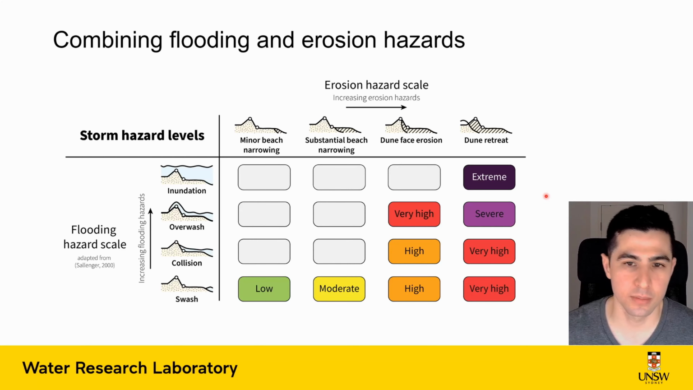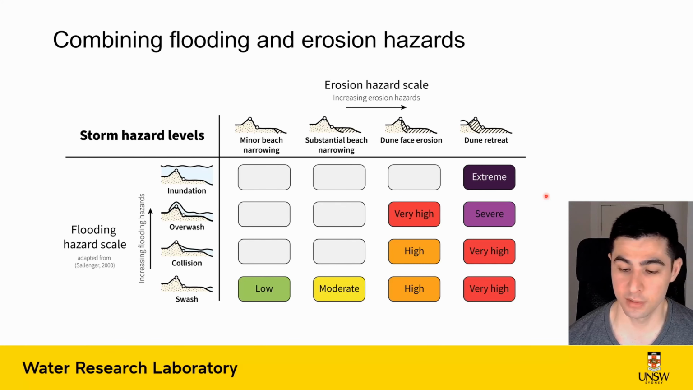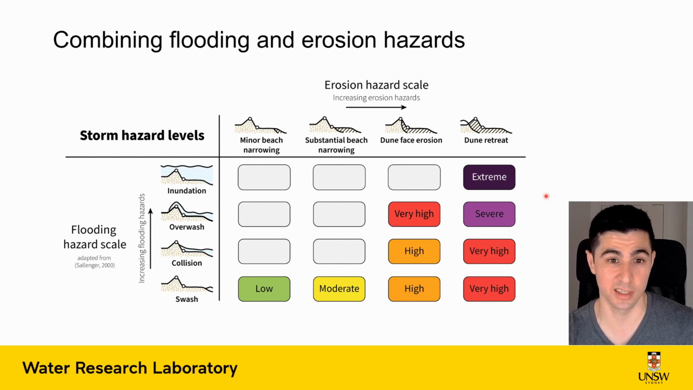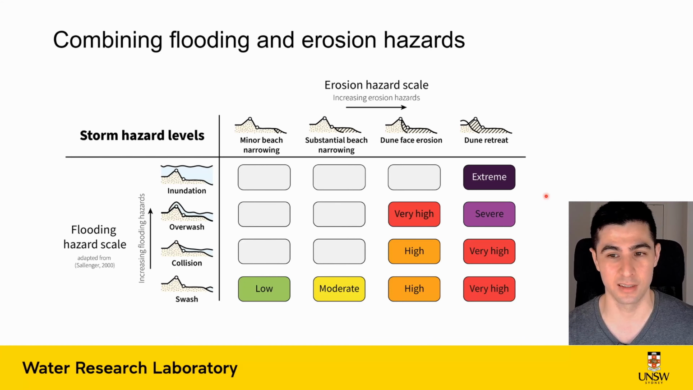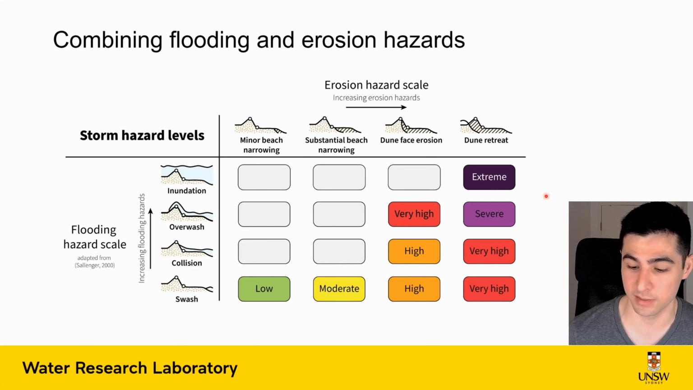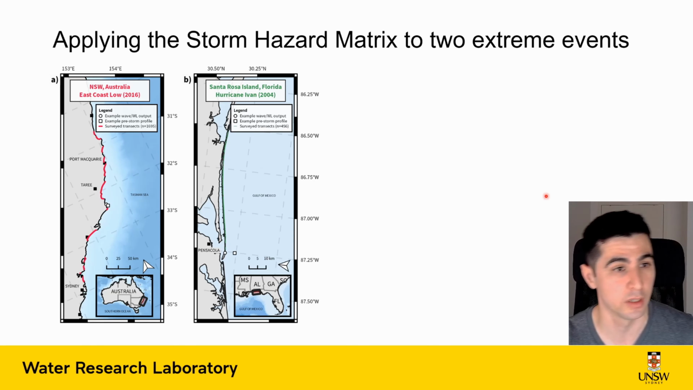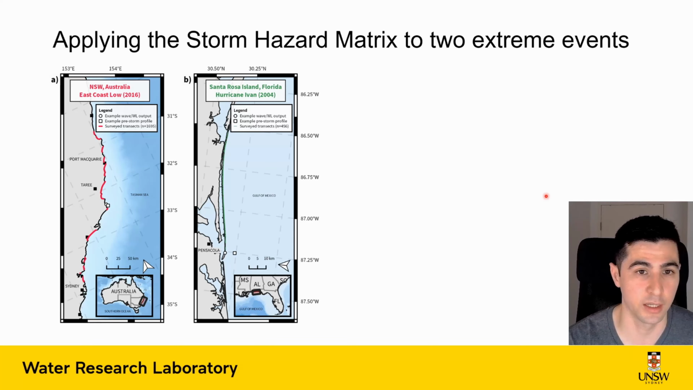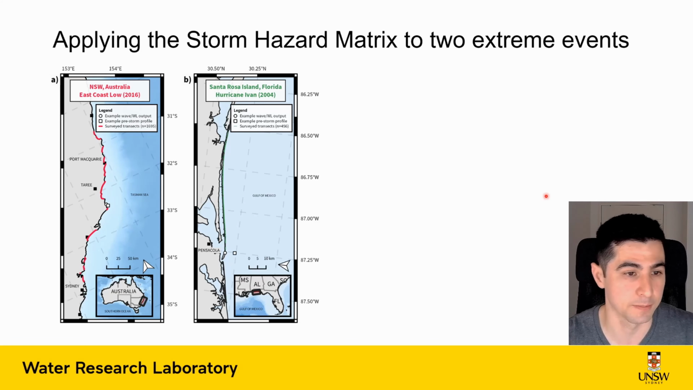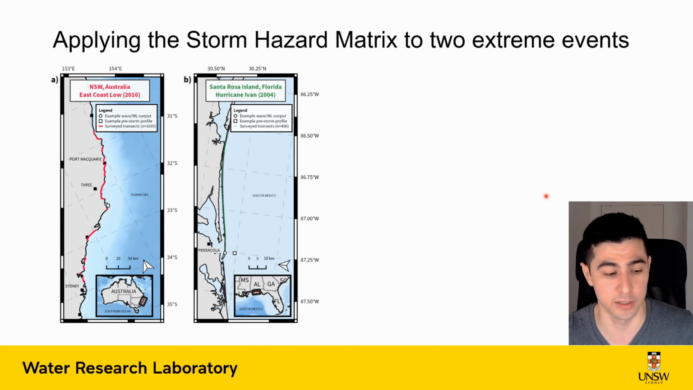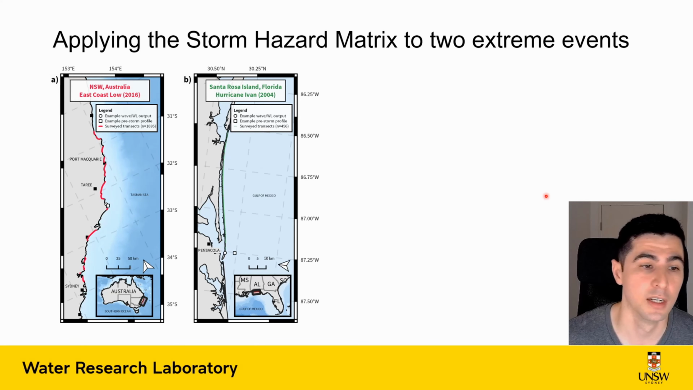So we can look at applying this to 2 different events and seeing, does this approach, does this matrix actually work, and does it describe or categorize the impacts that we see? And so we've looked at 2 events, one in New South Wales and one in Florida in the US. And these are basically 2 very different events.